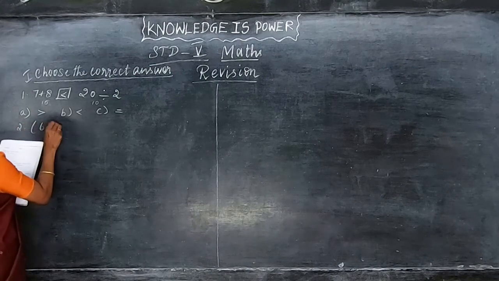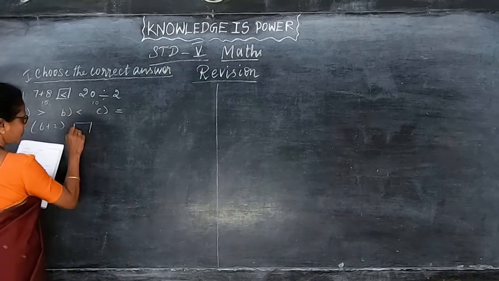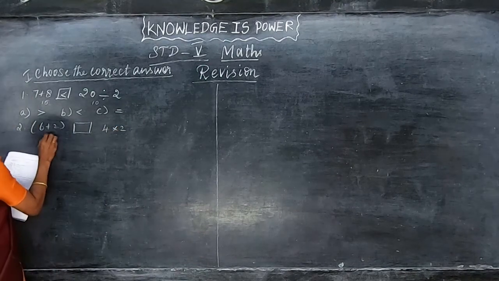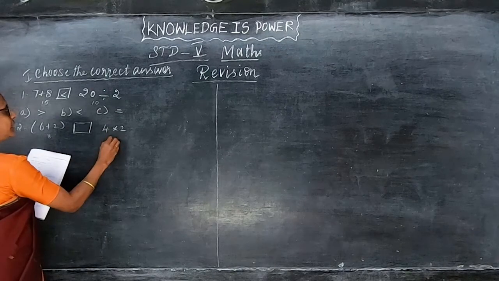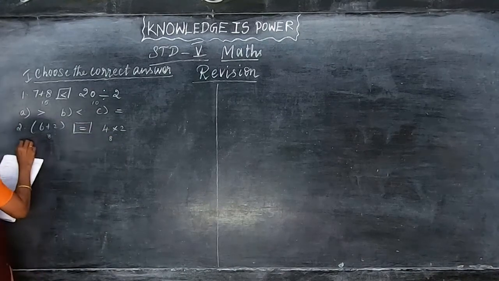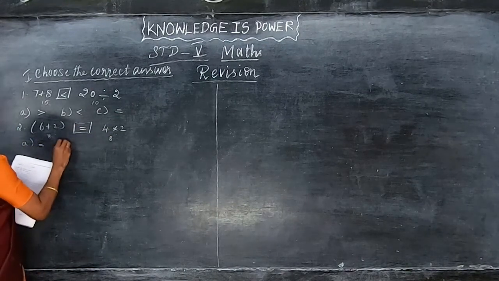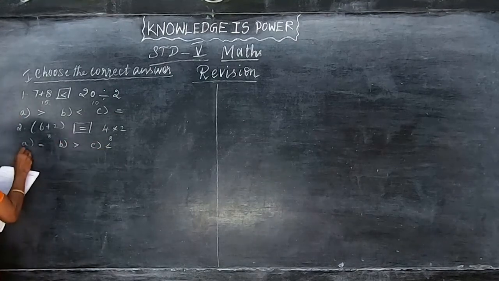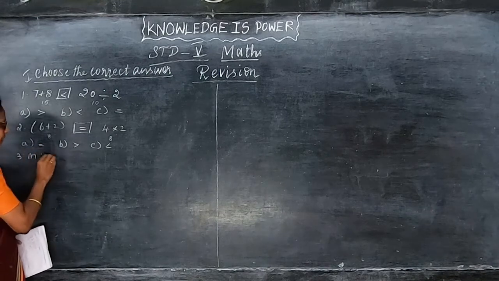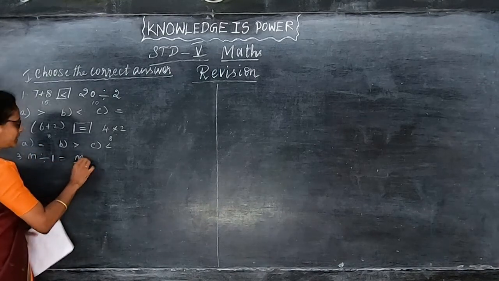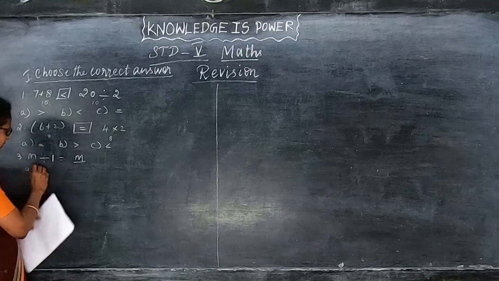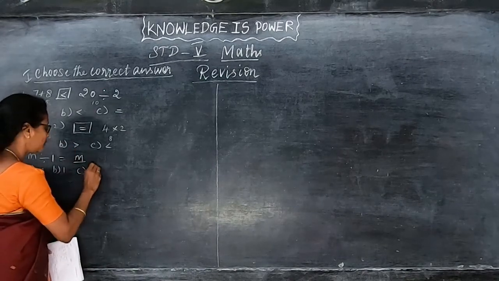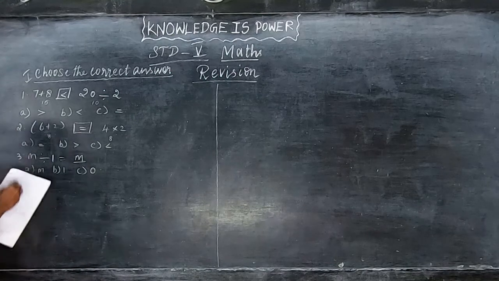Then 6 plus 2 box 4 into 2. 6 plus 2 is 8 and 4 2s are 8, so that is the equal symbol you have to put. Here the option A is equal, B is greater and C is less than. Then third one, m divided by 1 is equal to m. So go through the choices, and write the answers properly and clearly, children. Note down this one in your class.